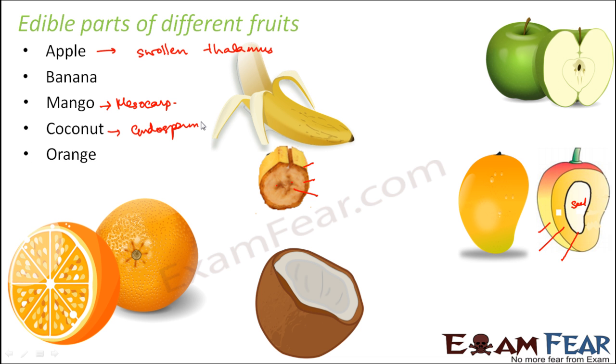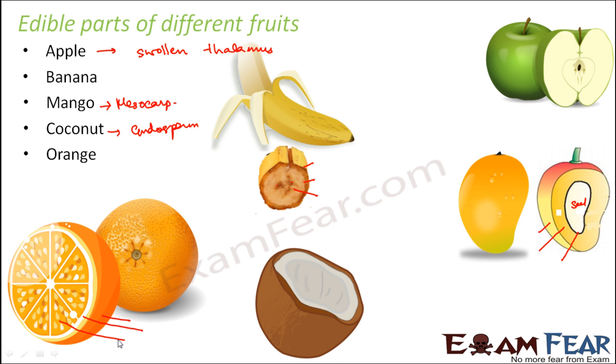Again, in case of orange, if you talk about the edible part, if you look at the orange, what are the different layers of pericarp? This outermost layer which we peel off is again exocarp. The second layer is the mesocarp, and the innermost layer is the endocarp.